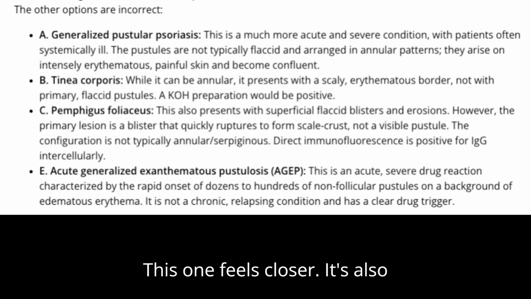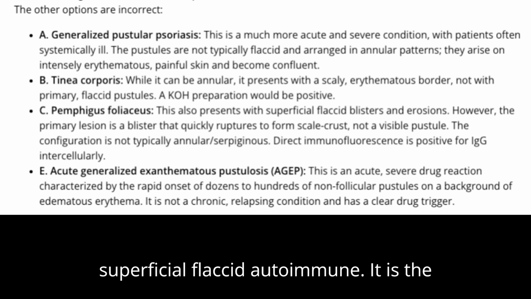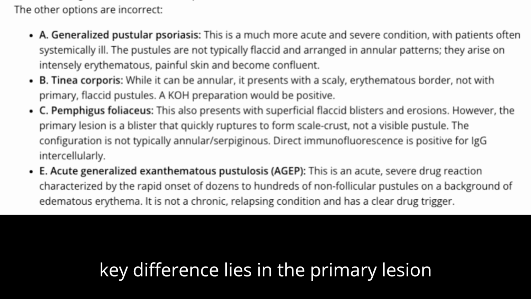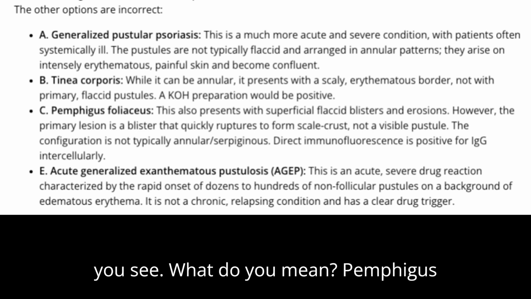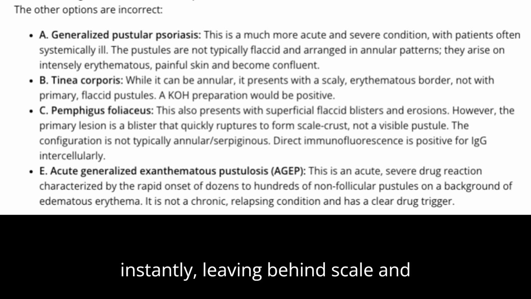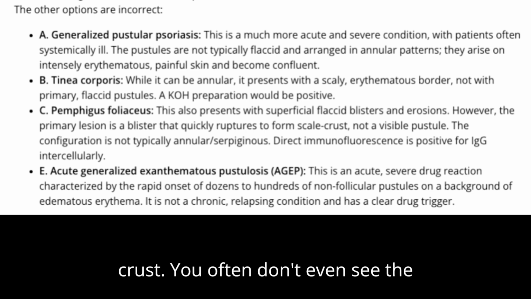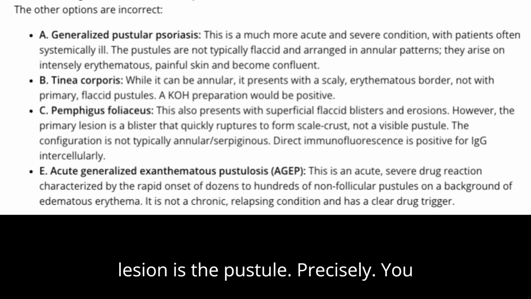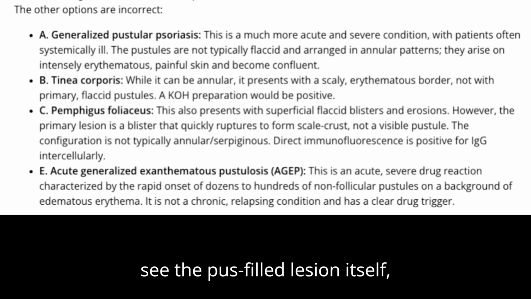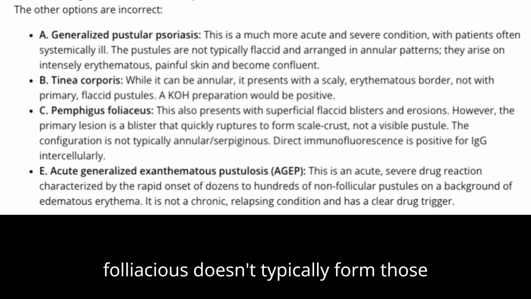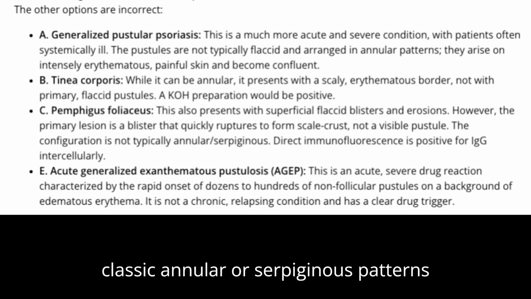This one feels closer. It's also superficial, flaccid, autoimmune. It is the trickiest distractor, for sure. But the key difference lies in the primary lesion you see. What do you mean? Pemphigus foliaceus starts as a very fragile blister, a bulla. It ruptures almost instantly, leaving behind scale and crust. You often don't even see the blister phase. Ah, whereas SPD's primary lesion is the pustule. Precisely. You see the pus-filled lesion itself, that's the hallmark. Also, pemphigus foliaceus doesn't typically form those classic annular or serpiginous patterns that are so characteristic of SPD.